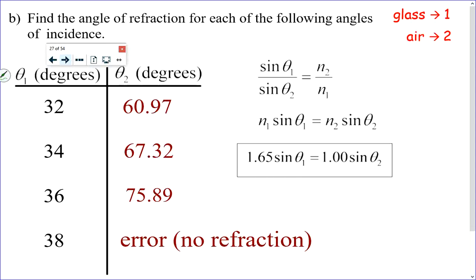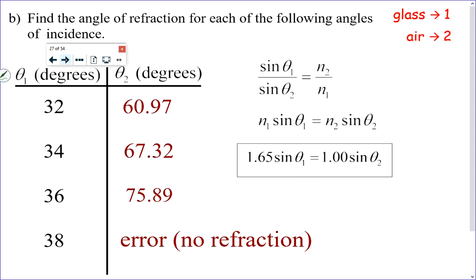So first of all, a lesson to be learned: if you get an error in calculating an angle of refraction, what it's telling you is refraction doesn't occur. It's telling you total internal reflection occurs. And I can show you what that looks like here. Can everybody see that there is some light refracting here? It's getting into the air. But if I increase this angle of incidence enough, I'm guessing there's no refraction there.